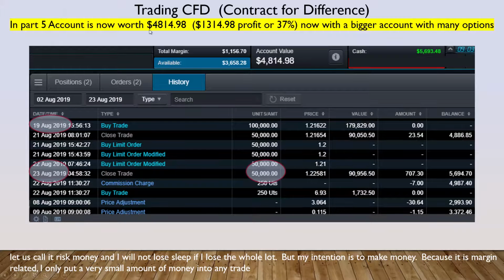Now today, in part 5, we can show you that our account had gone up from $3,500 to $4,814. We made 37% profit in a very short period of time. So again, trading the British pound versus the US dollar, and also doing some trades against the ASX 200.